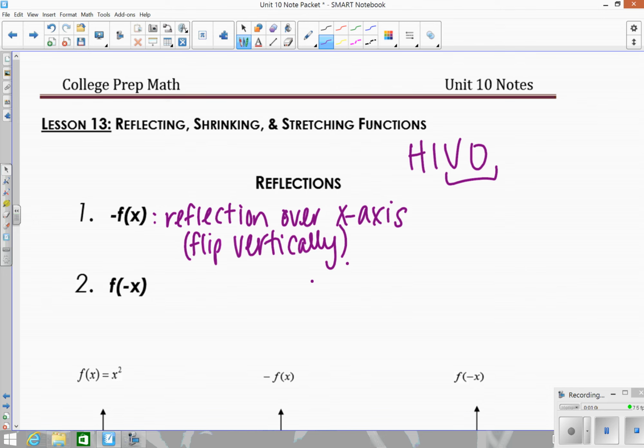What happens is if we're flipping vertically, that means we're taking our x comma y, so each of our coordinates, and we're keeping the x the same, but we're negating the y value. So that's another way of thinking of it.